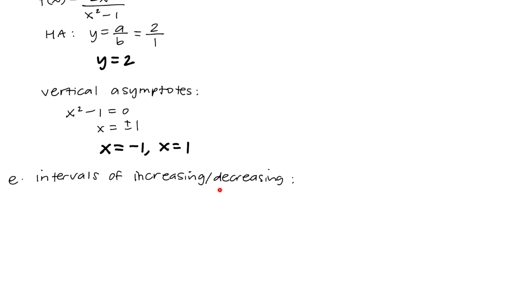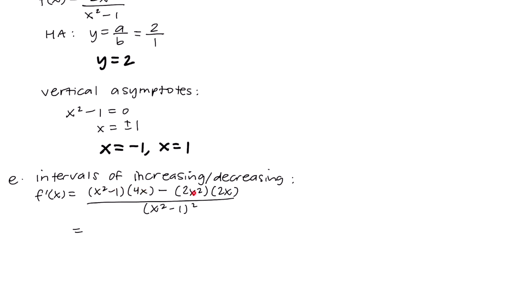Next, we're going to do intervals of increasing and decreasing, so that means we're going to take the first derivative, and that's going to require the quotient rule. So we go low, and then d high, minus high, and then d low, all over low squared. I'm going to distribute and multiply. So we end up getting negative 4x over the quantity x squared minus 1 squared.